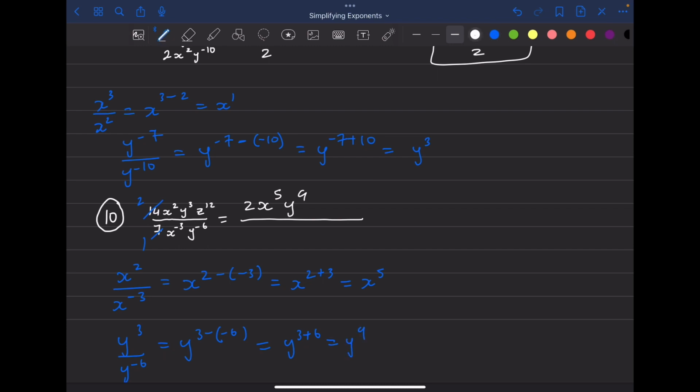And then for the z's, once again, there's nothing on the bottom, so we can just copy paste it to be over here. So z to the power of 12. And for this question, once again, there's nothing on the bottom, so I can erase the white line and put this on the bottom, so that now we know this is our final answer, and we are done.